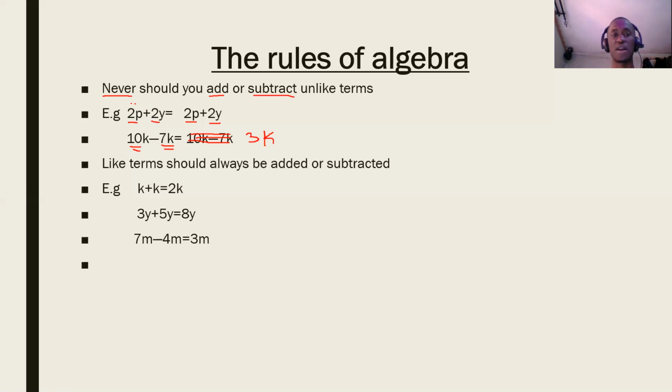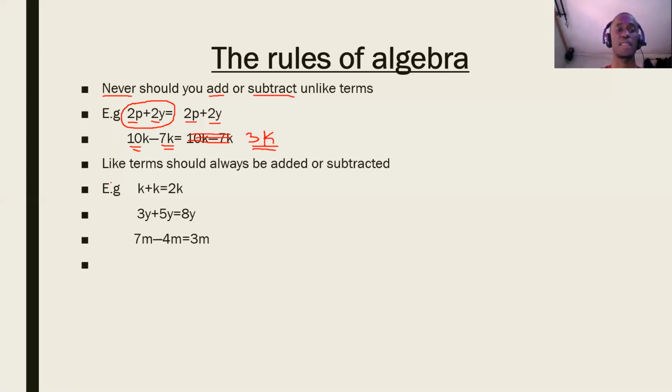But the first pair of terms cannot be added. These ones cannot be added because they don't share the same letter. So 2p plus 2y, the answer is 2p plus 2y, while 10k minus 7k, the answer is 3k, because these ones can be subtracted because they have got the same algebra. So they are like terms.